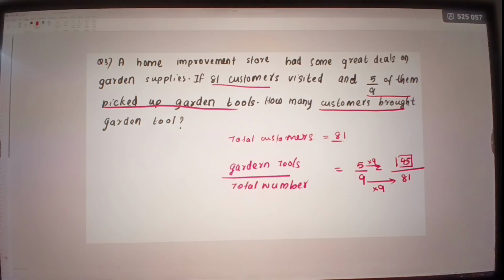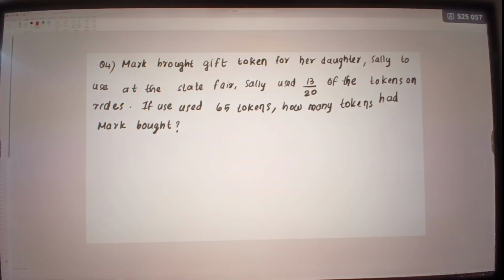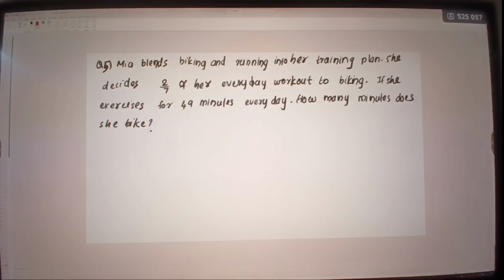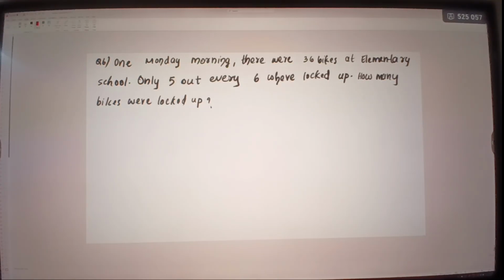And sometimes they will give the total number, and from the fraction you compare, you write the equivalent fraction. So you can do the next word problems on your own. All these problems, try to do on your own. Make equivalent fractions. Find what is the numerator.